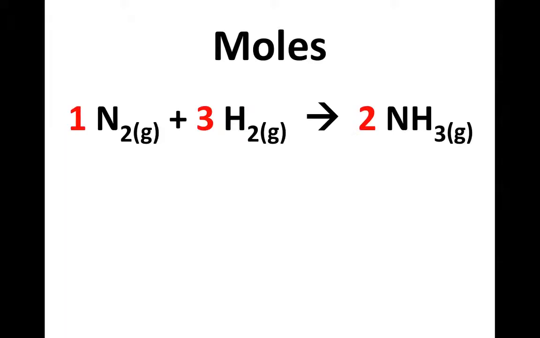So here you have your reaction. Okay, so how do I find out how many moles I have from just this equation? Well, the answer is that these numbers, the coefficients, are the moles. So in this reaction, what this means is 1 mole of nitrogen reacts with 3 moles of hydrogen and gives me 2 moles of ammonia, or nitrogen trihydride.